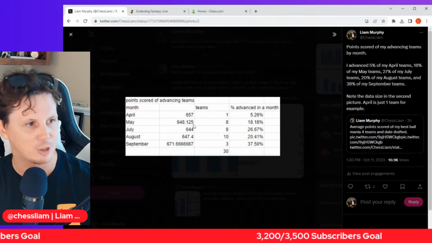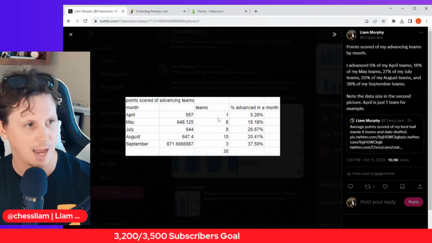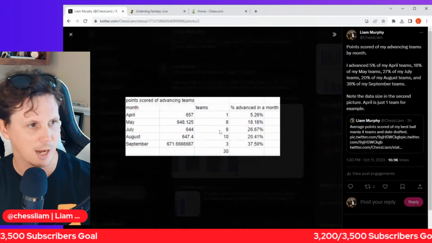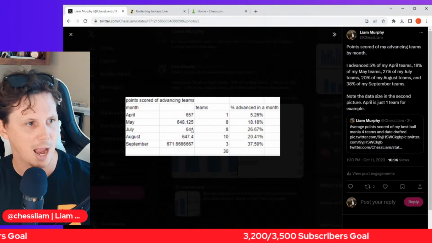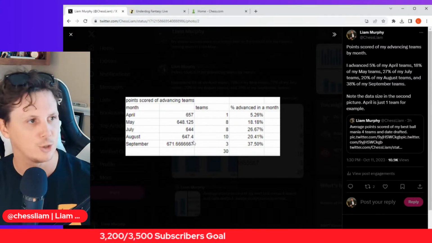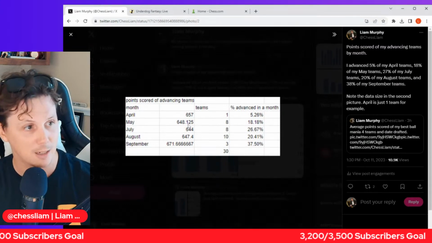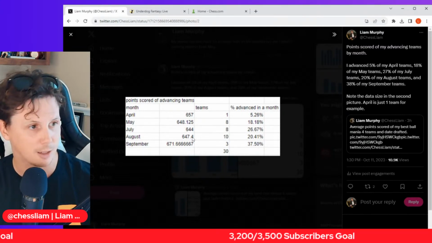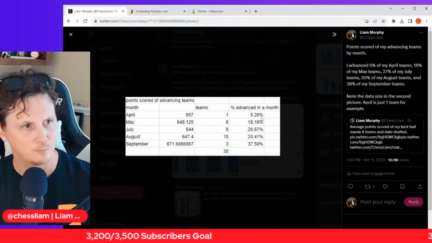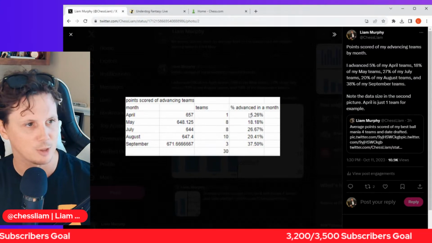In May, the average is about 648. Just focusing on May versus August, because that has a similar sample size, and I guess July, there's basically no change on the average points scored of my advancing teams those months. In May, it's around 648. In August, it's around 647. So very negligible there.